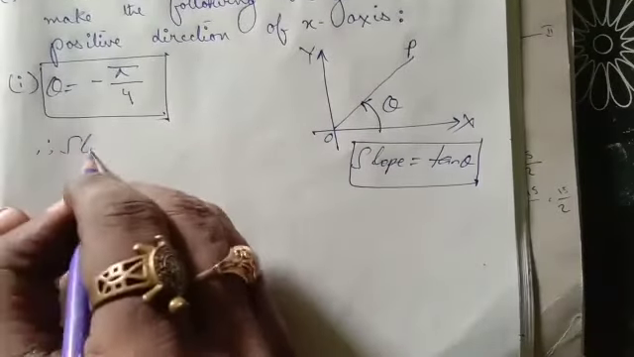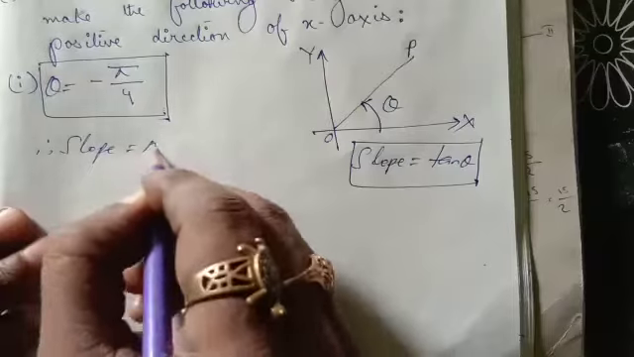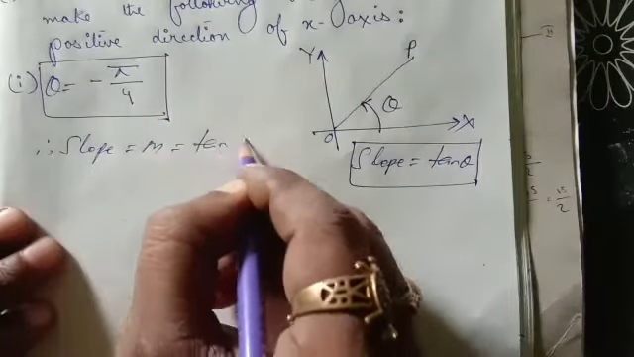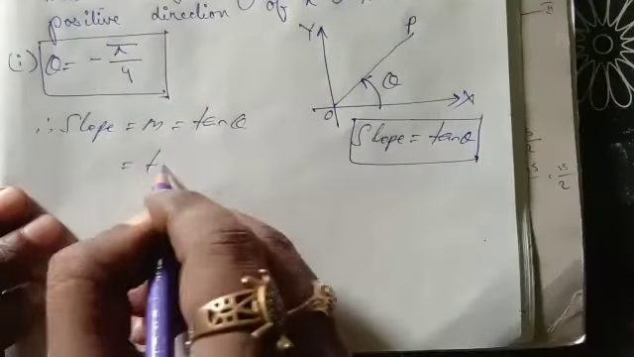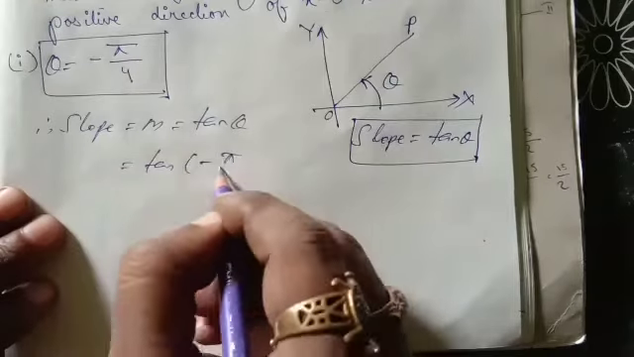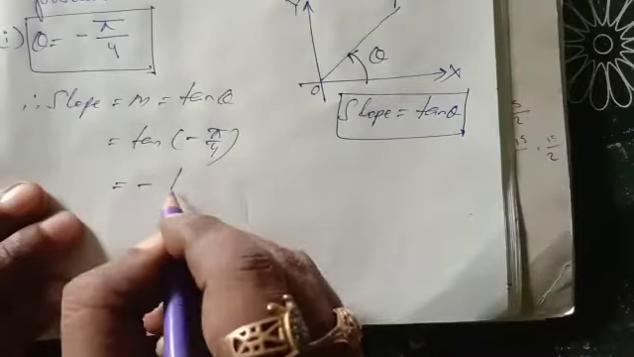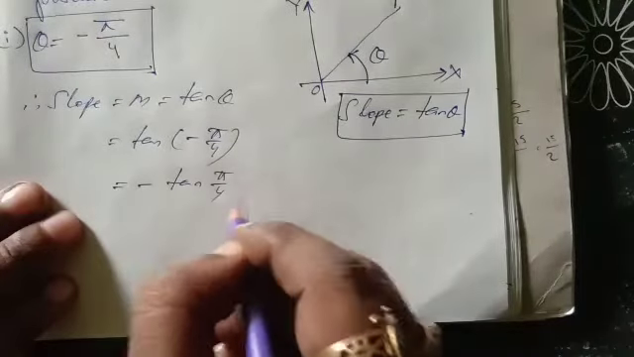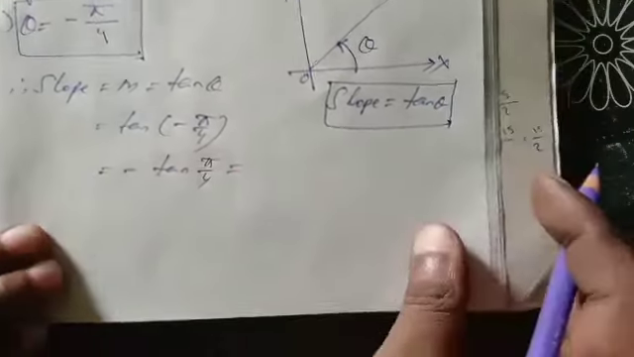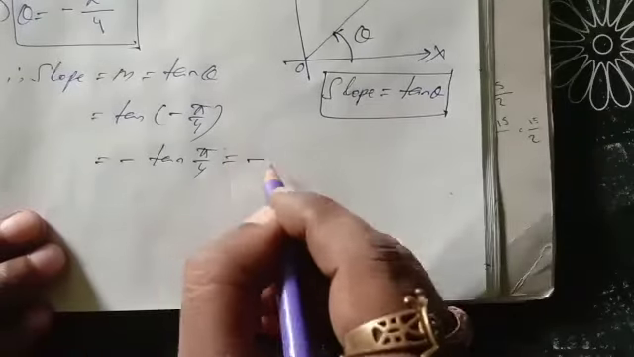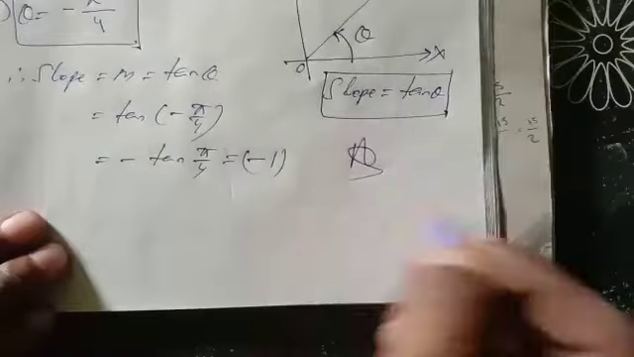Therefore, the slope of the line, denoted by m, is equal to tan theta, which means tan of minus pi by 4. Tan of minus theta means minus tan theta, so minus tan pi by 4. Tan pi by 4 means tan 45 degrees. Tan 45 is how much? 1. That means the answer is minus 1. So what is the slope of the line?